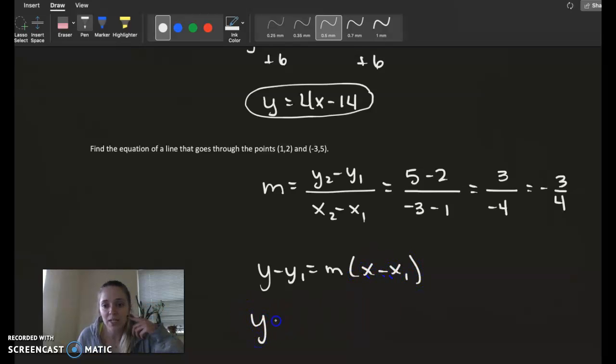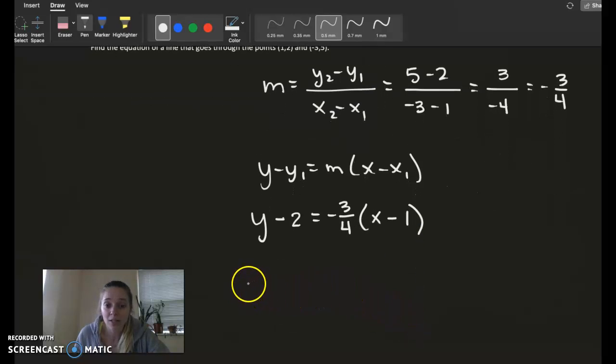So we're going to have y minus, I'm going to use the point 1, 2, just because I think it looks a little bit easier. You could use the point negative 3, 5, and you'd get the same equation. So I'm going to have y minus 2, since that's the y value from the point I'm choosing, equals negative 3/4 times x minus 1.